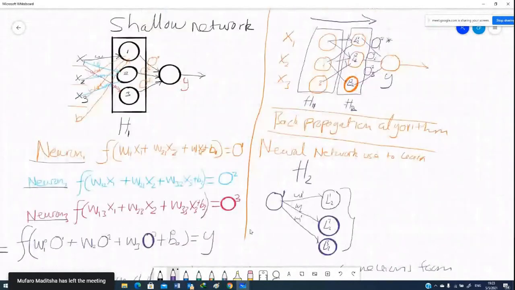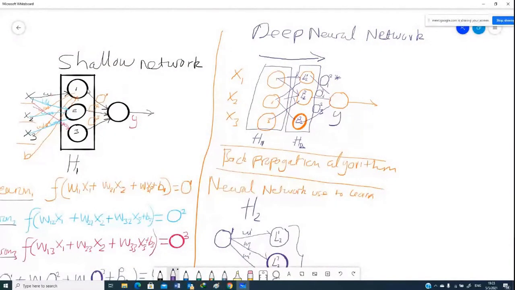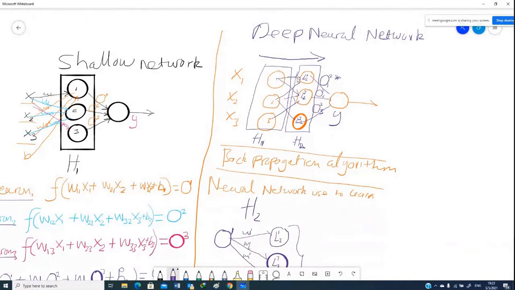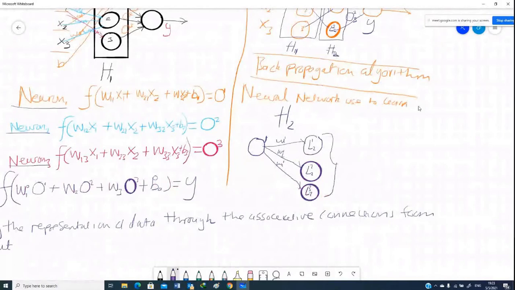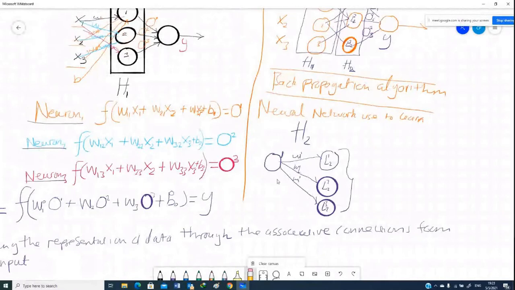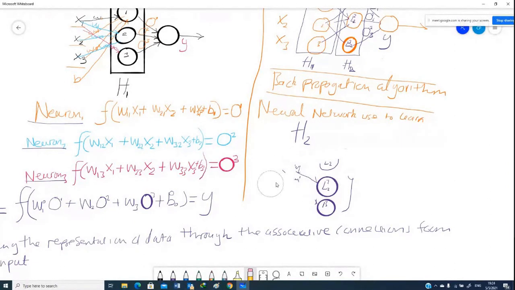What am I missing here? So the output from here, yeah, the output from neuron one, right? This output is fed into here, and also the output from neuron two is fed into layer two neuron one, and the output from there. So I had this the wrong way around. Sorry. Let me redraw this again so we don't confuse each other.